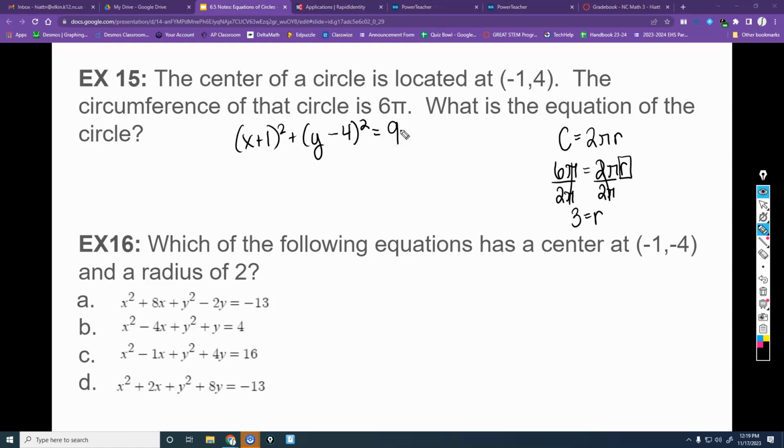Now, it's a little hard to check that one on Desmos because you can't really find the circumference on Desmos, but you could at least type it in and make sure your center is correct for that.